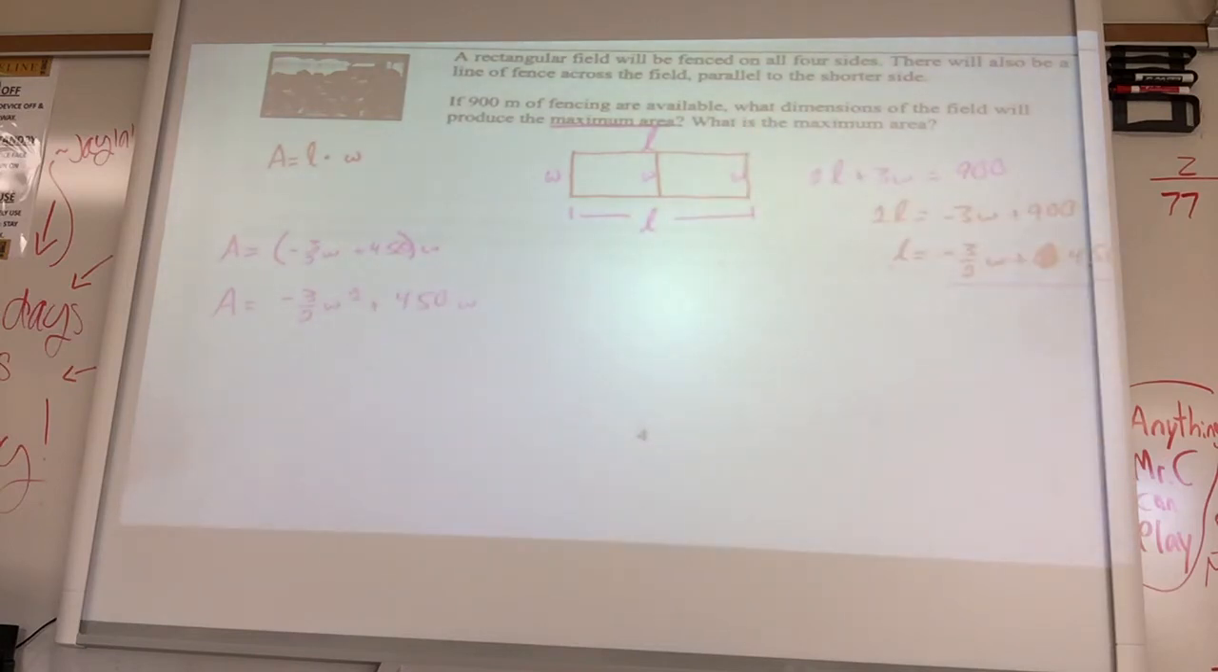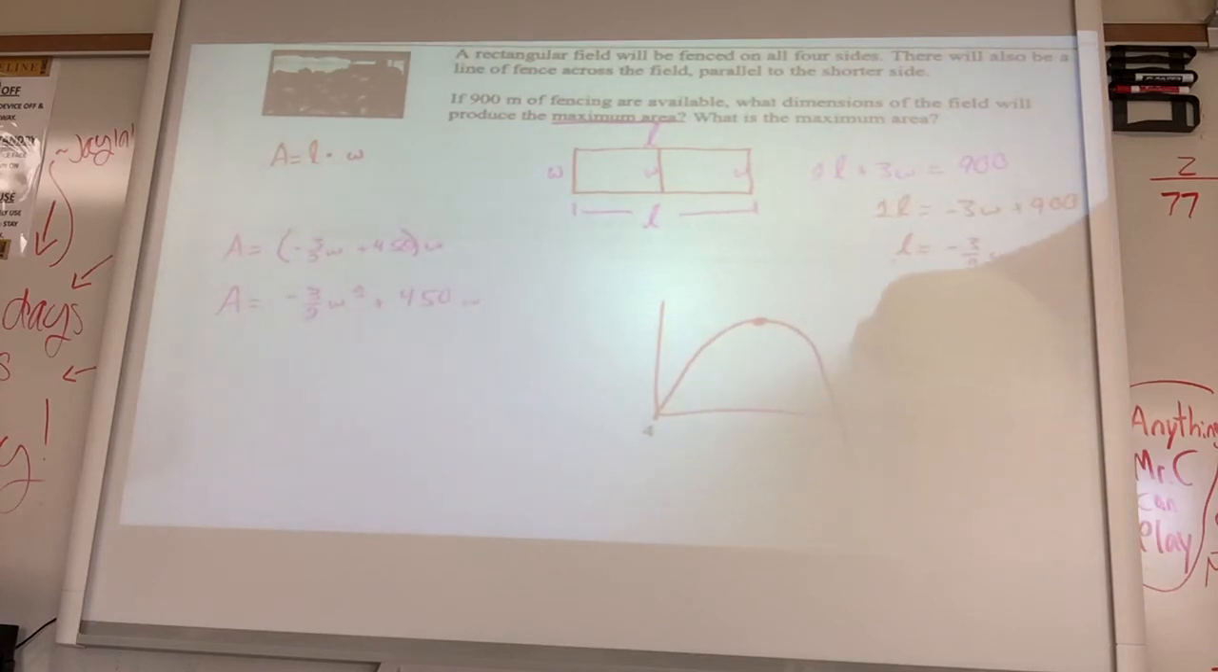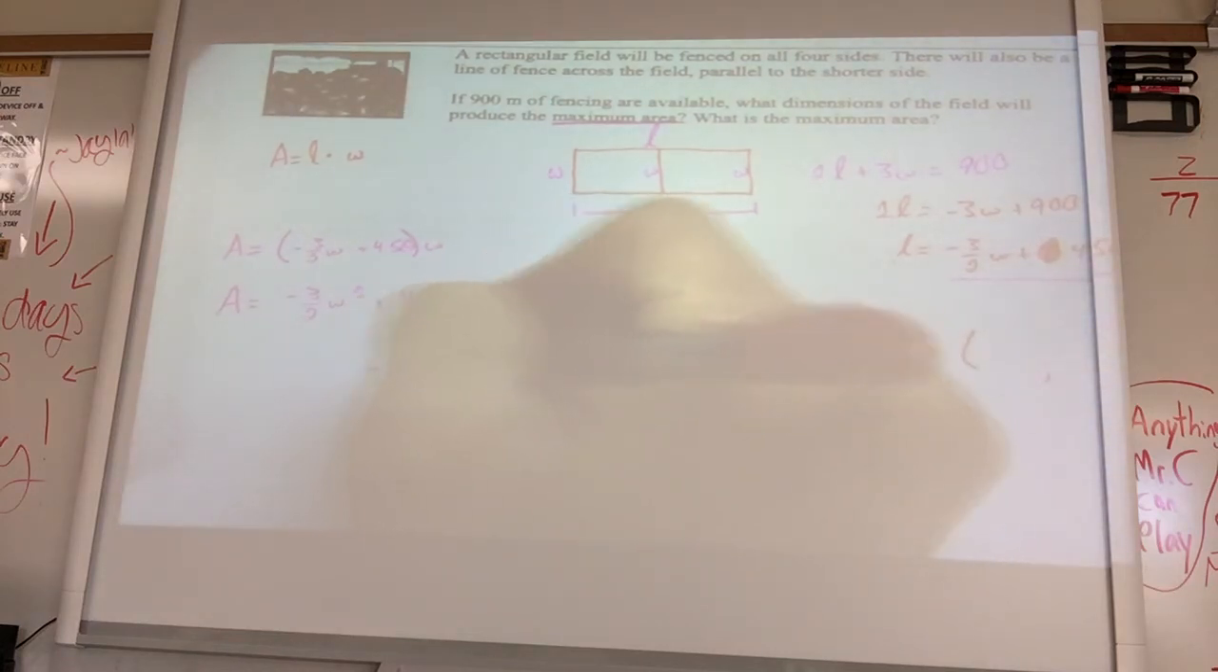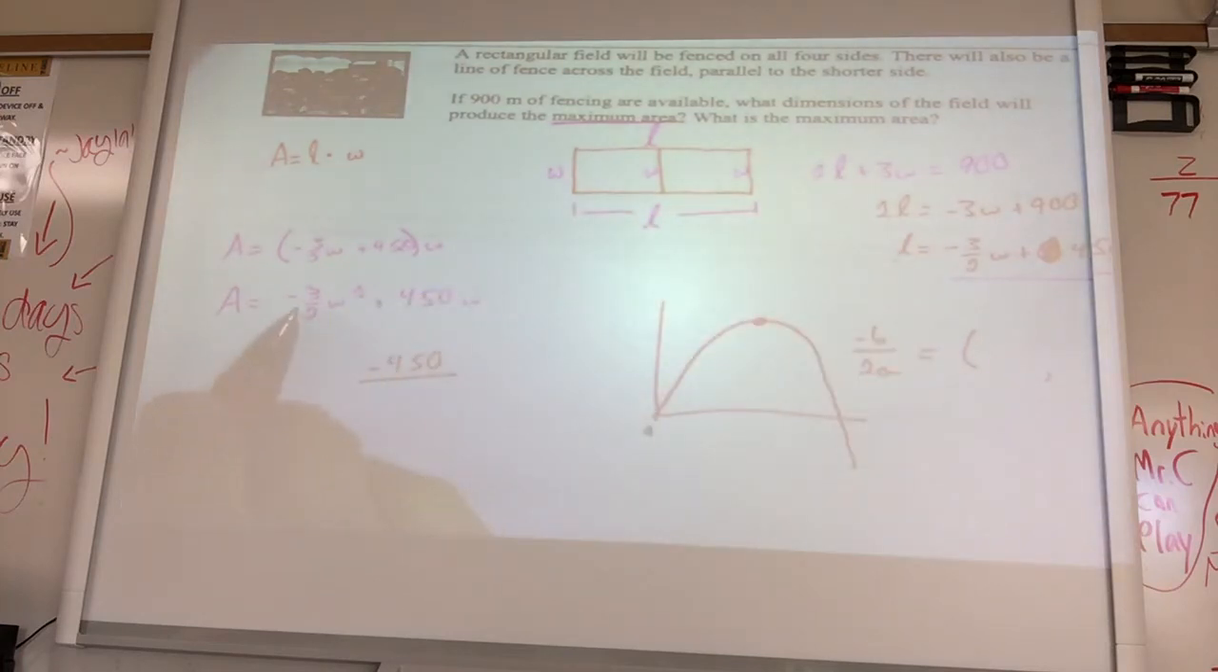Again, to find the maximum, just like we did above, you have this curve. Guys, this is a quick video because I've taught all these concepts in previous videos. This is the area curve. If you're going to maximize it, you need to find the top point right there. That's the vertex, and to find the vertex, it's negative b over 2a. So negative b, negative 450, over 2 times negative 3 halves.